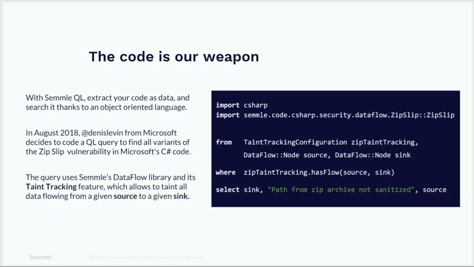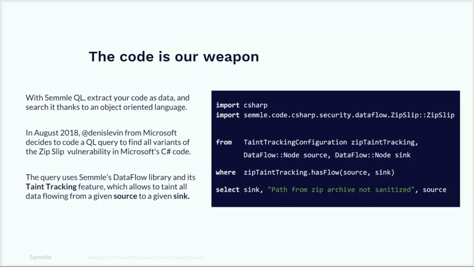With Semmle QL technology, you extract your code as data, and then you can search through this data thanks to an object-oriented language. So what happened is that in August, Dennis Levin, software developer at Microsoft, decided to code a QL query to find all variants of this problem in the entire Microsoft C# code base. To do this, he used our native data flow library.